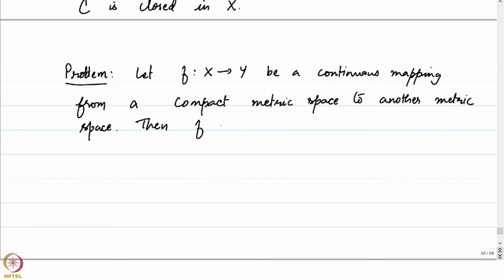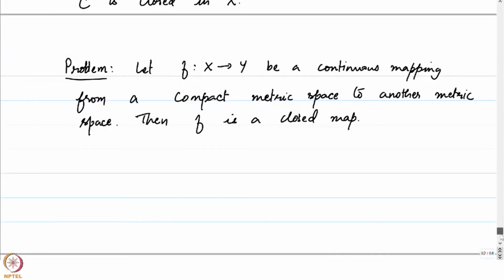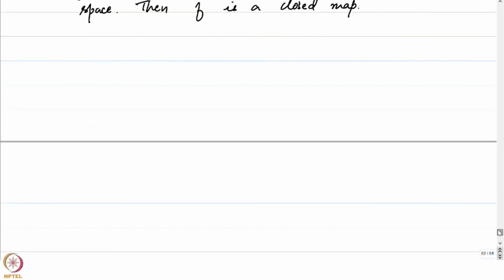Then F is a closed mapping. Okay, let's do that. Proof. Let's start with a closed subset. Let E contained in X be a closed set. We would like to show that F of E is a closed set in Y. That's what we would like to show.